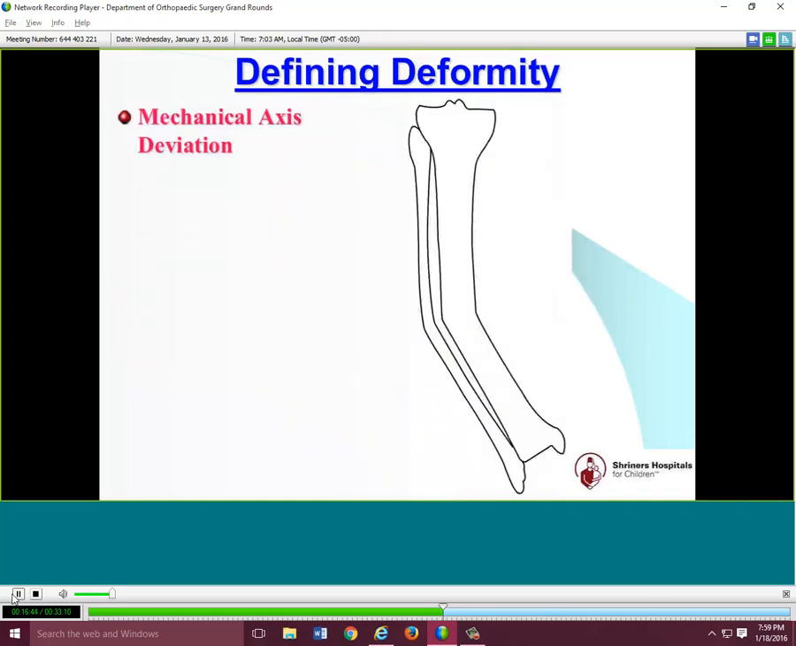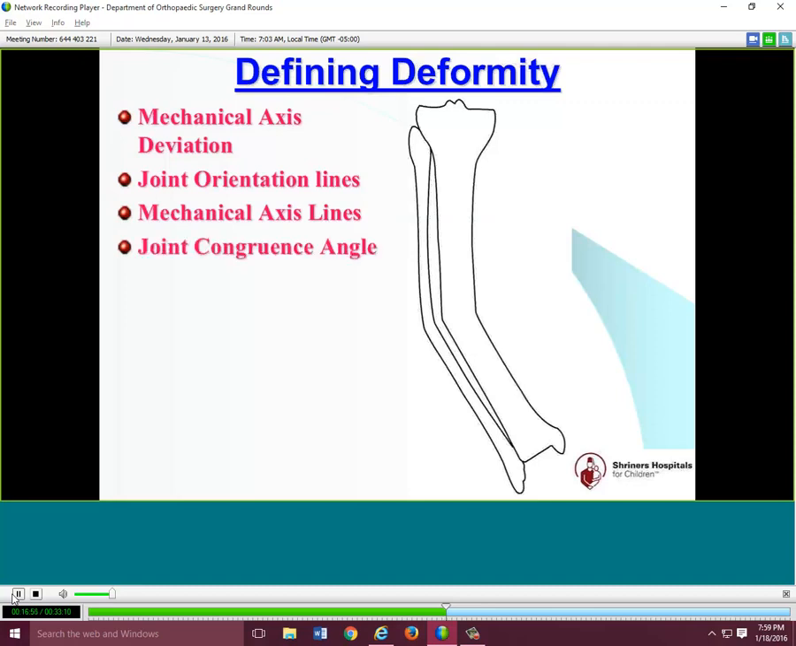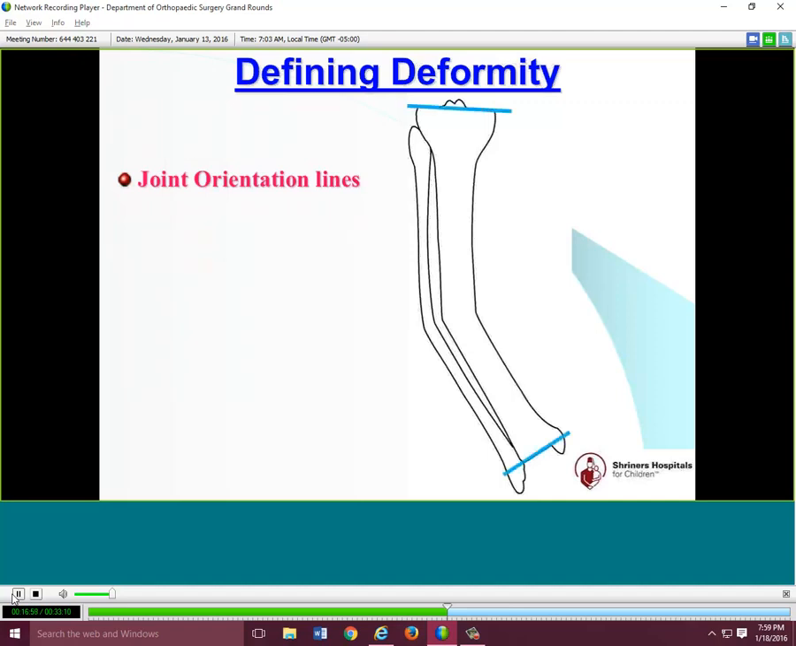So let's take a look at this one instead. So we have mechanical axis deviation that we measured out. We looked at our joint orientation lines. We looked at our mechanical axis lines. We looked at our joint congruence lines. We did all that before we put up the slide. So we're just going to take all that away and get right down to the heart of it.